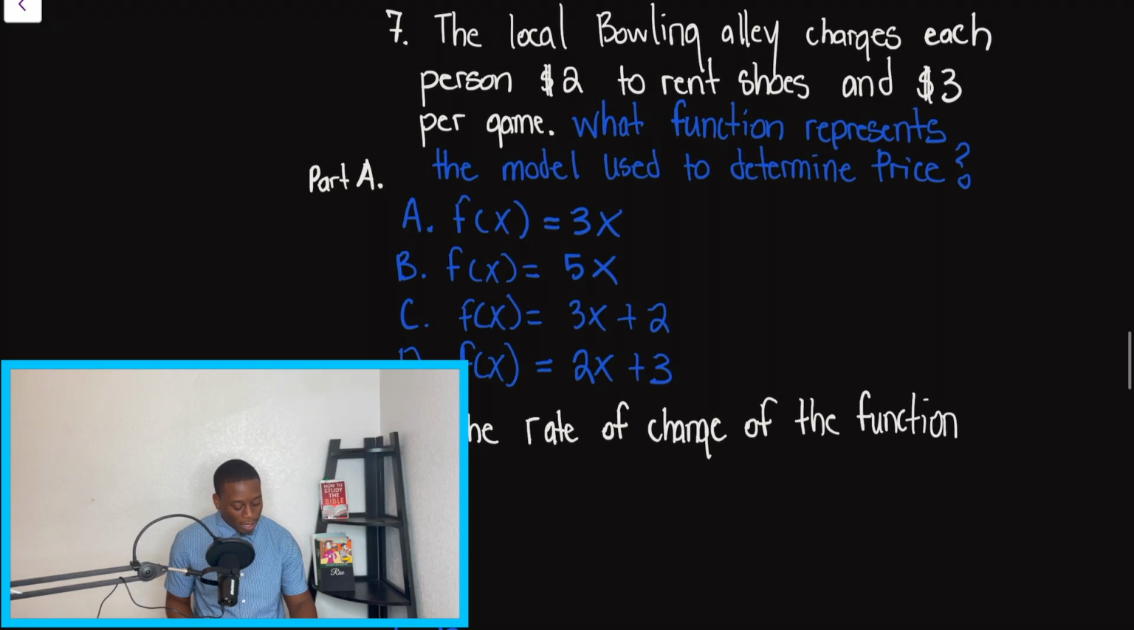All right. So now we're going down, and our next question, we're talking about functions. Oh my goodness. Functions and function notation is such a hassle, but your boy Peters, I got you. So it says the local bowling alley charges each person $2 to rent shoes and $3 per game. What function represents the model used to determine the price?